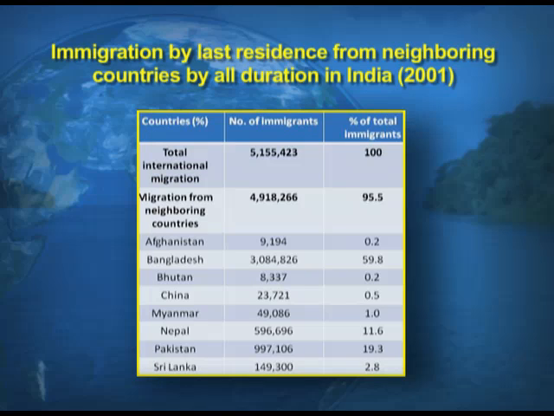Now, children, just look at the screens and you can have a tabular view of the migrants. It says that in international migration, the migration from the neighboring countries was 95.5%. As I have already told you, the neighboring countries are Afghanistan with 0.2% of the migration, and the maximum migration, as you can see on the table, children, is from Bangladesh, accounting for around 60%, Bhutan 0.2%, China 0.5%, Myanmar 0.1%, Nepal 11.6%, Pakistan 19.3%, and Sri Lanka 2.8%.